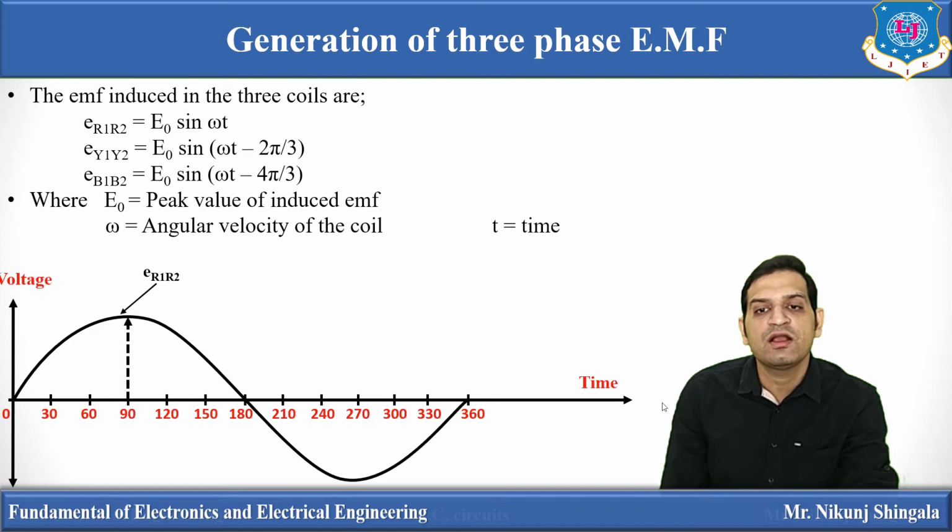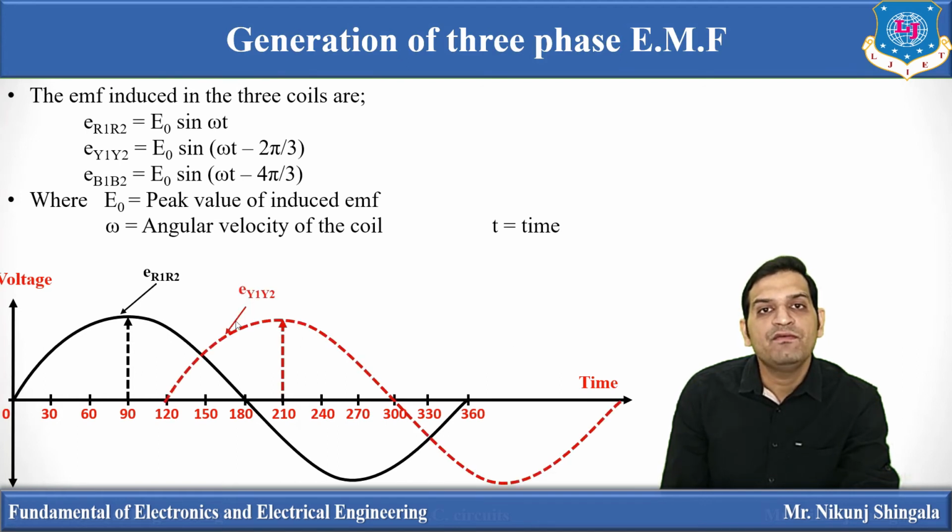So here you can see it is a graph of voltage versus time. E_R1R2 is a reference. E_R1R2 is the EMF induced in the reference coil, that is R1R2. So it will be starting from 0 degree. It completes its one cycle in 2 pi radian, that is 360 degree.